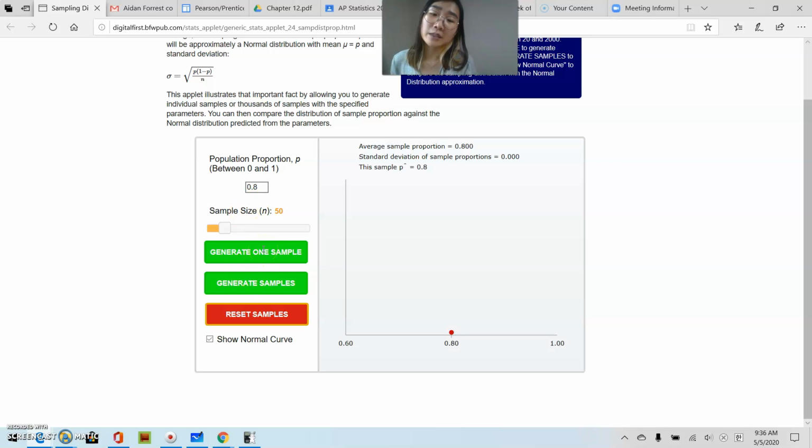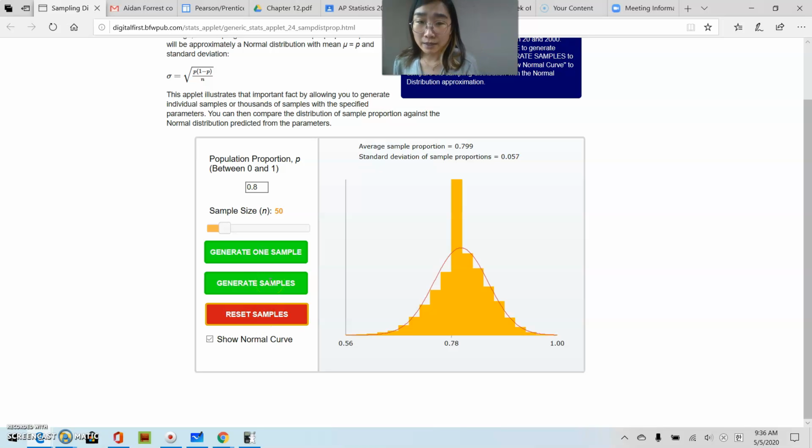If you generate just one sample over and over again, you're going to see multiple dots as it's getting an average of this 50 sample. You can see that it's getting closer to 0.8, but you will see variation in between because it's a random sample. So there's no guarantee that you're always going to hit that 0.8, which is kind of your goal, right? If you generate samples, it generates a sample of 10,000. If you continue to click on it, it keeps adding samples by 10,000. And you can show or not show the normal curve.